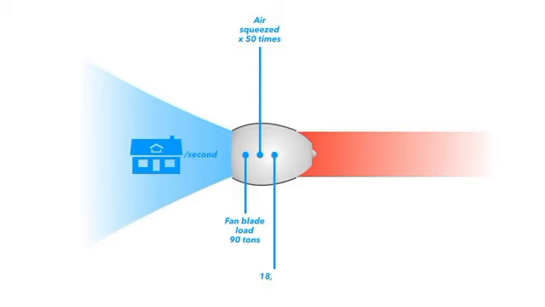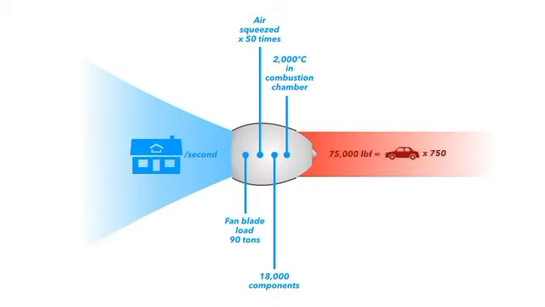The engine is made up of about 18,000 components. The fuel in the combustion chamber burns at about 2000 degrees Celsius, and the power such an engine can produce is equivalent to 750 cars.